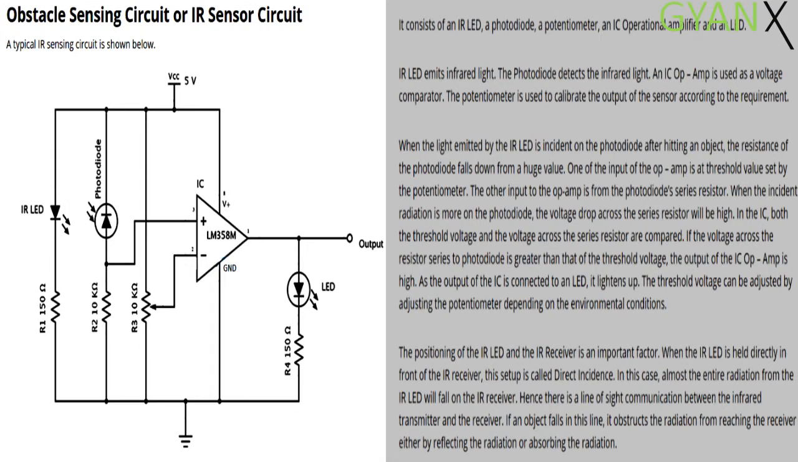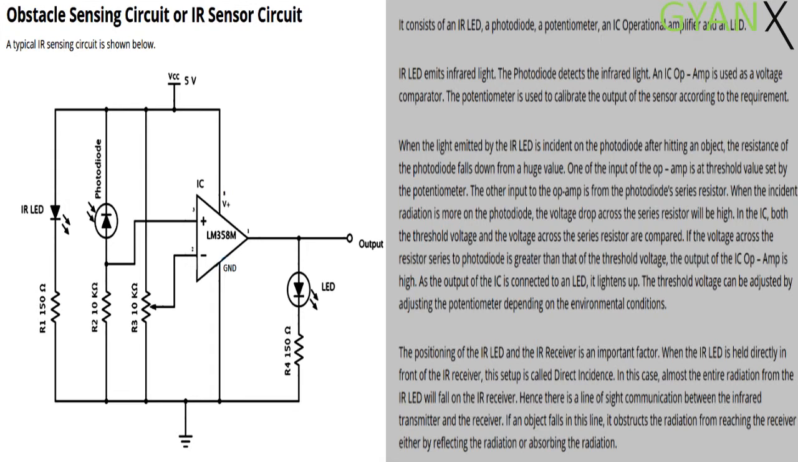The IR LED emits infrared light. The photodiode detects the infrared light. An IC op-amp is used as a voltage comparator. The potentiometer is used to calibrate the output of the sensor according to the requirement.